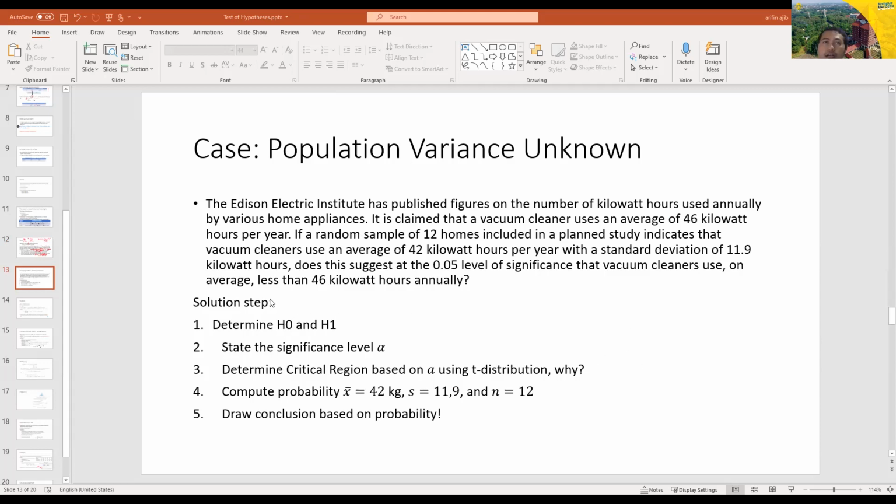I show here the solution steps, and just follow the steps here and then you will get the answer. Okay, please try. Everybody should try. Maybe I will give you 15 minutes. Please take your time.